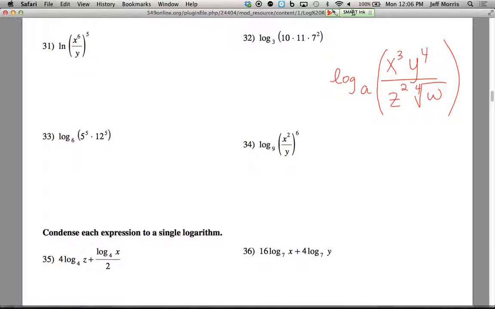3 log base A of x plus 4 log base A of y, minus 2 log base A of z, and minus 1/4 log base A of w.